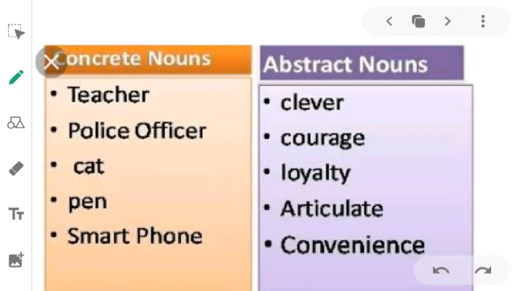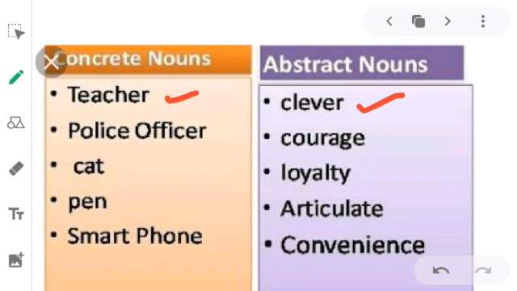Now we have a comparison here: concrete noun and abstract noun. Here we have a concrete noun like teacher. We can see a teacher, we can hear that person who teaches us. And the abstract noun is clever. If you think the teacher is clever, we cannot touch cleverness, we can only feel it. So the abstract noun is clever.